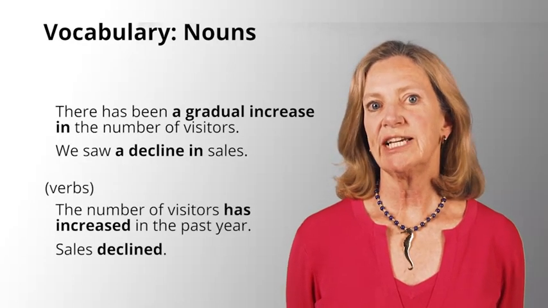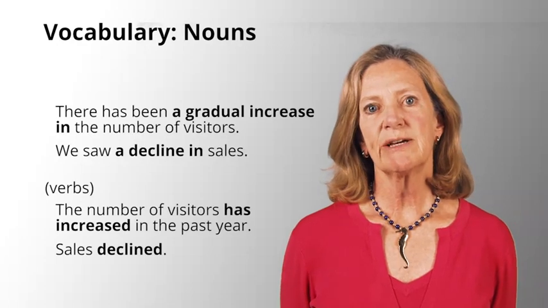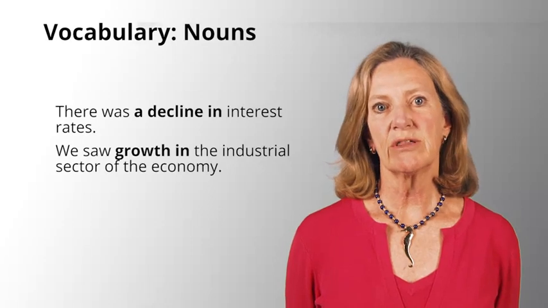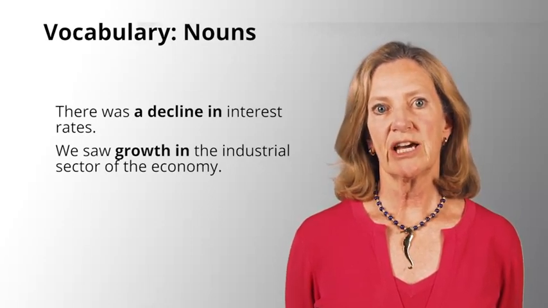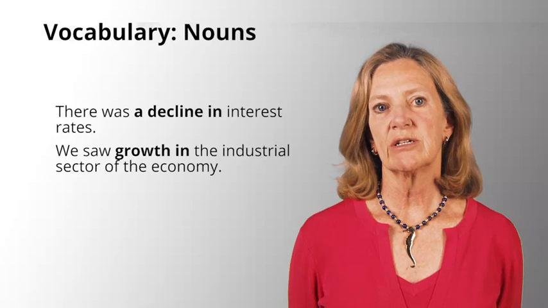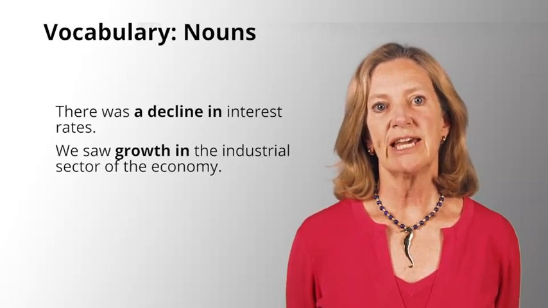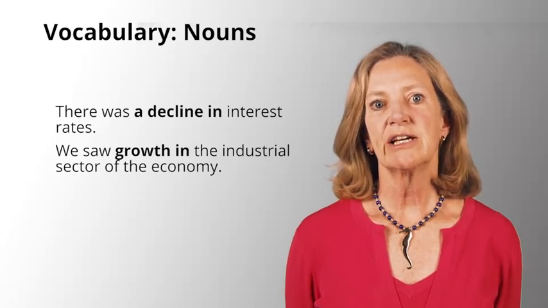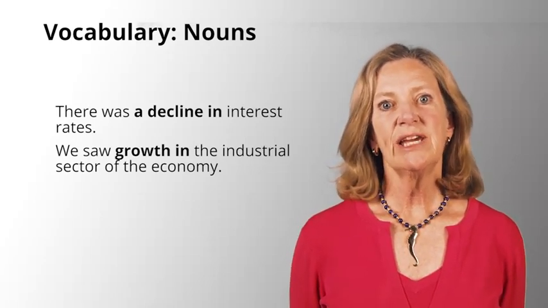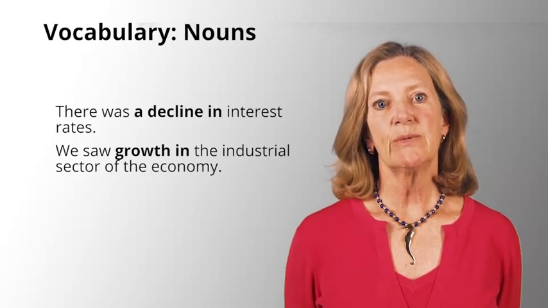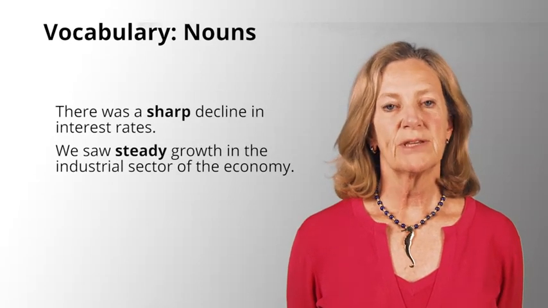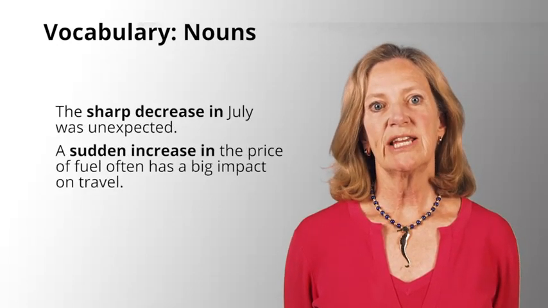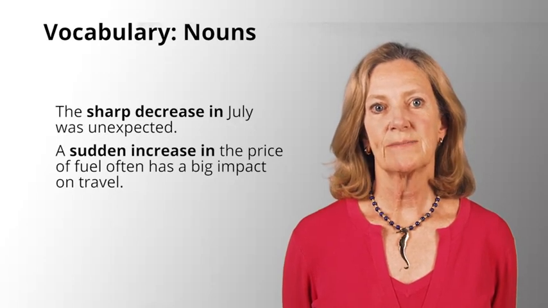Many of the nouns we use for changes are also verbs. We'll talk more about verbs in a few minutes. The word decline and its opposite, growth, are often used with words related to the economy, and sometimes we don't use an article before growth. We usually say, there was a decline in interest rates. We saw growth in the economy. We can add information about the kind of change with expressions like these. A sharp decline, steady growth. And of course, we use the nouns increase and decrease.